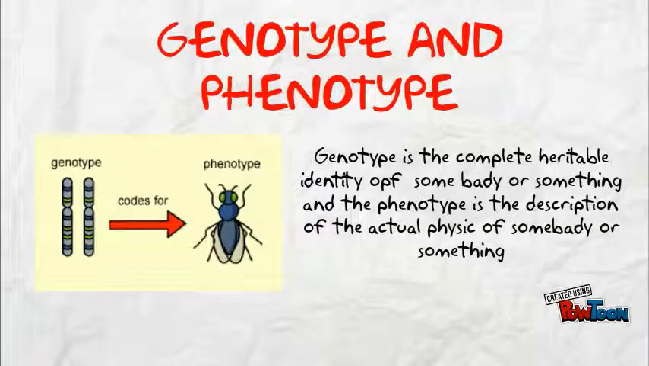Genotype and phenotype. Genotype is the complete heritable identity of somebody or something, and phenotype is the description of the actual physique of somebody or something.